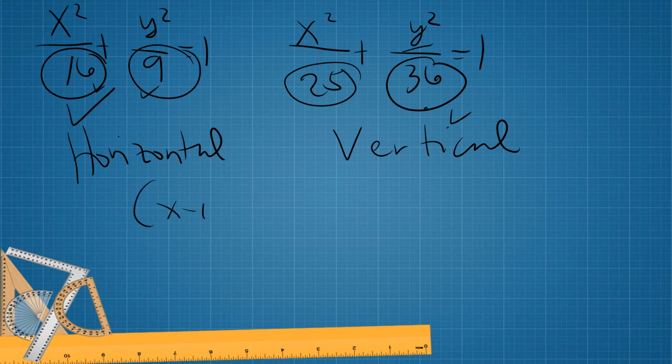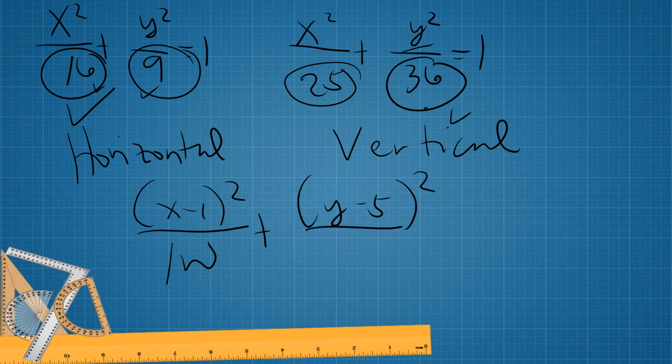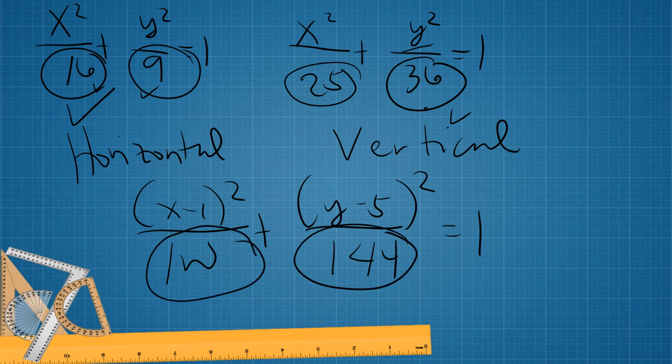For instance, we have x minus 1 squared over 100 plus y minus 5 squared over 144 equals 1. Again, the first thing that you're going to take a look at will be the denominator. We have 100 and 144. As you can see, 144 is greater than 100, and 144 is also located on the denominator of y. So therefore, it is oriented vertically.